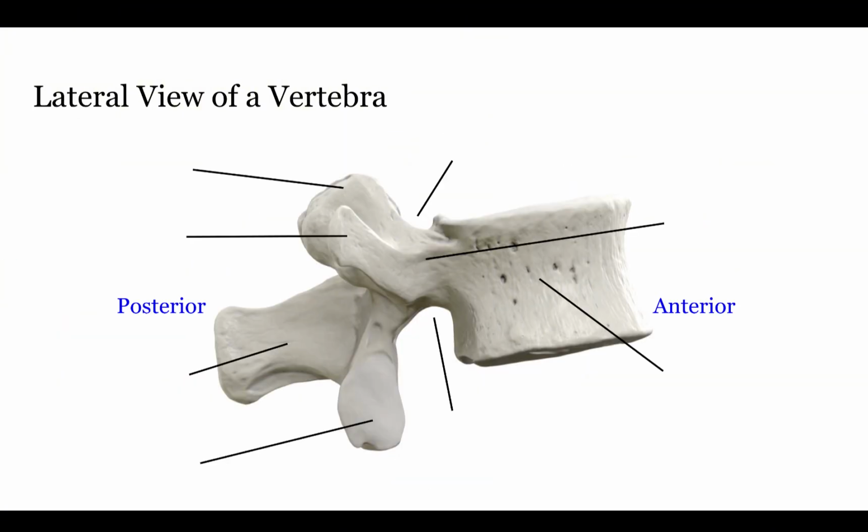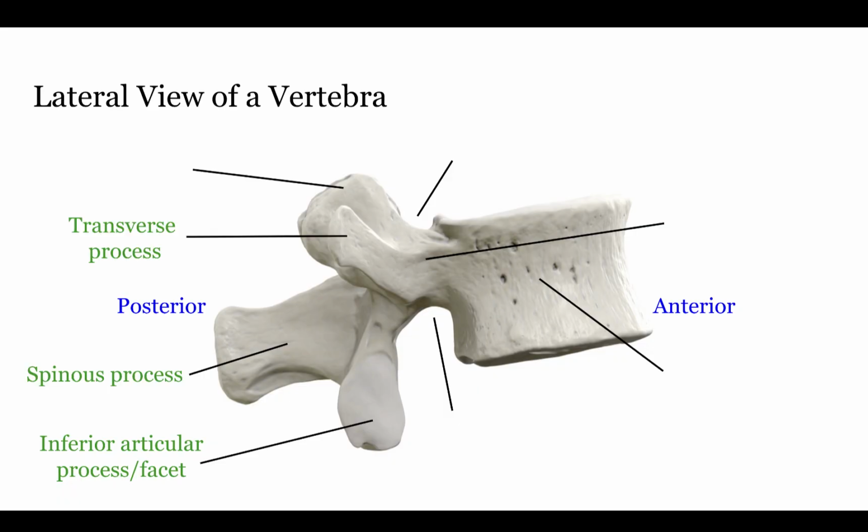Let's take a look at your typical vertebra from a different perspective now. This is from a lateral view. Starting from the bottom, we have the inferior articular process or facet. Then we have the spinous process. Then we have the transverse process. Then we have the superior articular process or facet. It becomes more evident that one is definitely superior and one is definitely inferior from a lateral view.